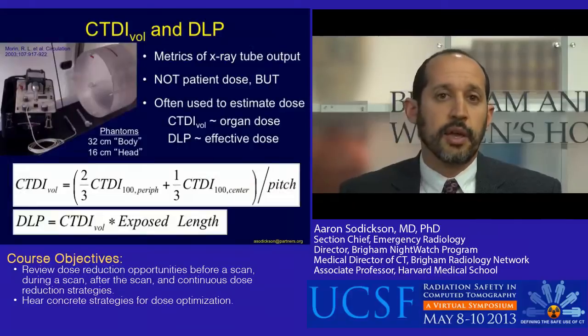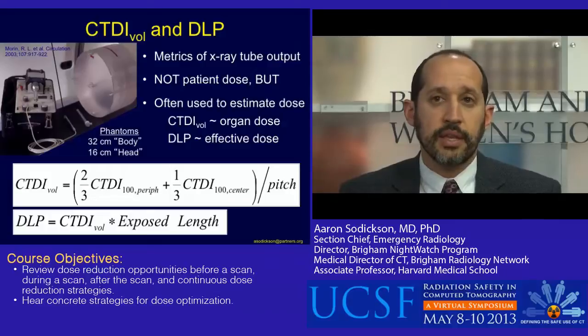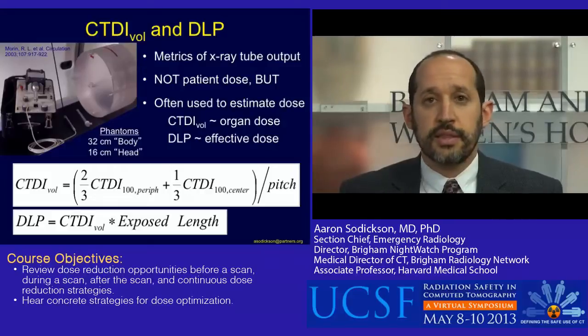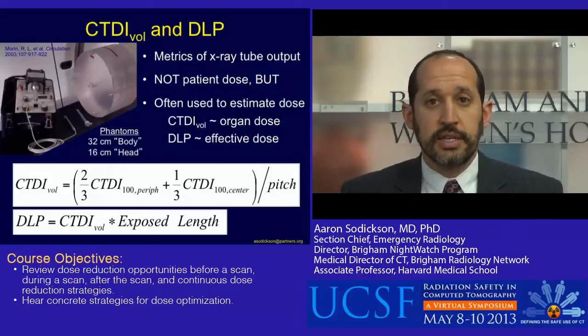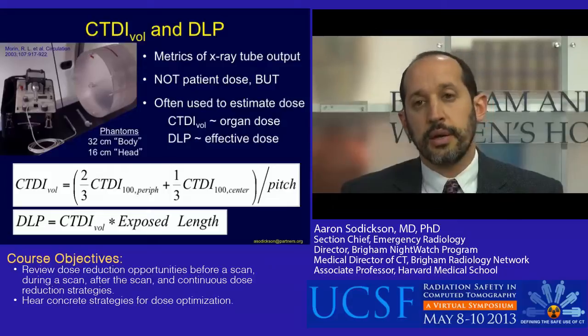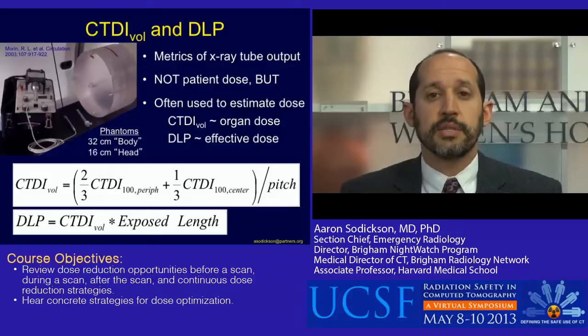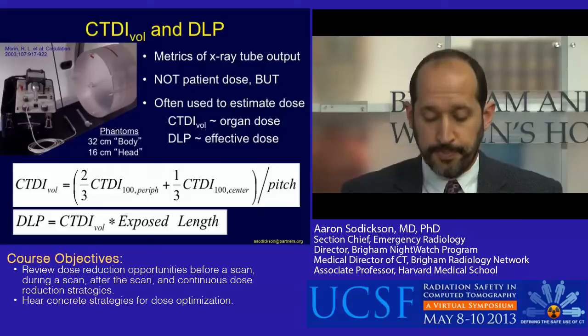Before we can move on to talking about scan optimization, we need to understand a little bit about the common X-ray tube output metrics used in CT, the volume CT dose index, and the dose length product. Very important to understand that these do not represent patient dose, though with some assumptions they're often used to estimate dose to patient, with CTDI vol used to approximate organ dose to the patient, and DLP used to create some estimates of overall effective dose to the patient.